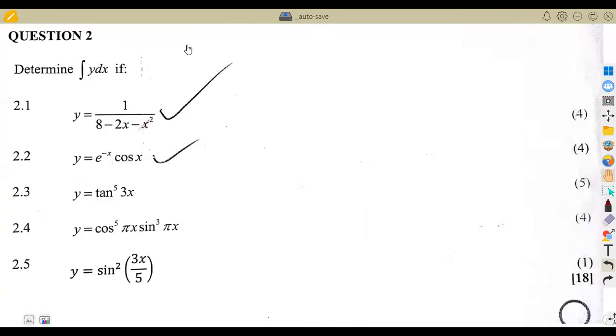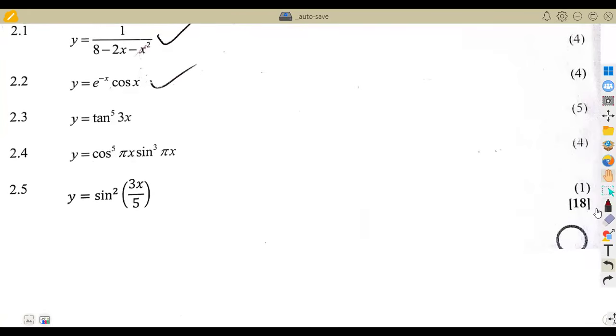We are still on our mathematics N6, and this is the November 2023 exam, question number 2 that we are going to work on and see how we're supposed to attempt this typical question. We are asked to determine the integral of y with respect to x of these integrals that we are given here.